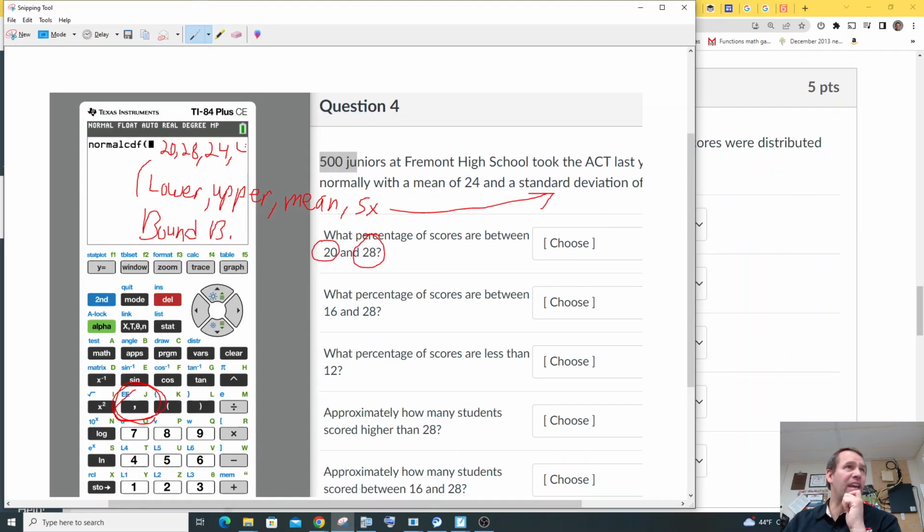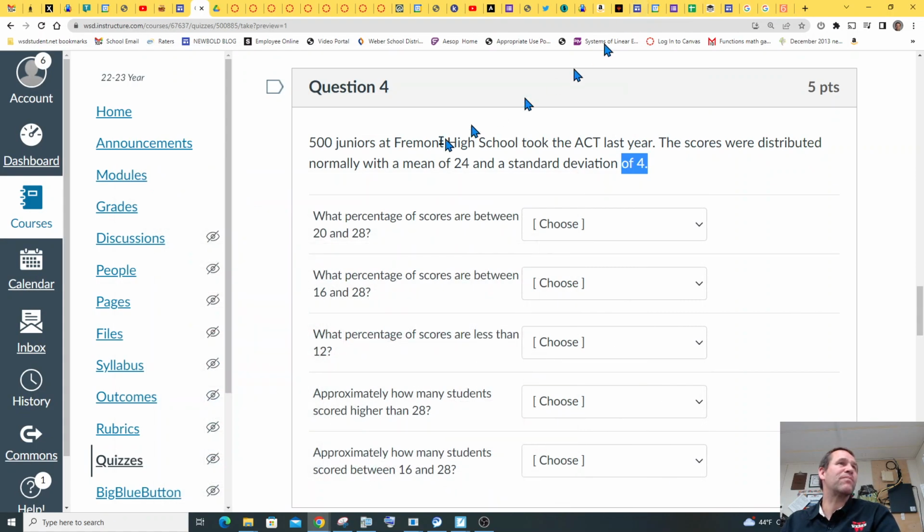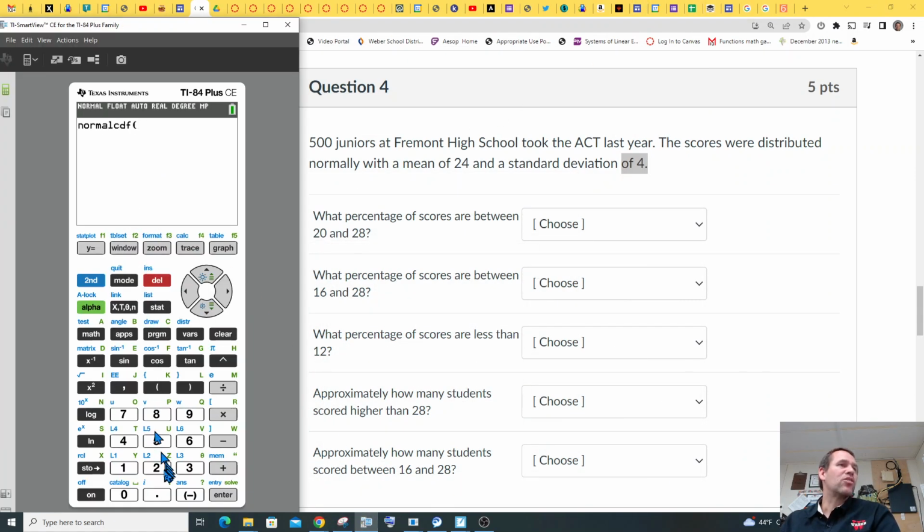Let's type that into our calculator and see what percentage it gives us. Watch this video again if I went too fast. Okay, here we go: 20, comma, 28, comma, with a mean of 24 and a standard deviation of 4. We get 0. What happened? Second enter brings up the last thing you did, and I forgot to do the lower bound. Our lower bound was not 28, it was 20. There's nothing between 28 and 28.